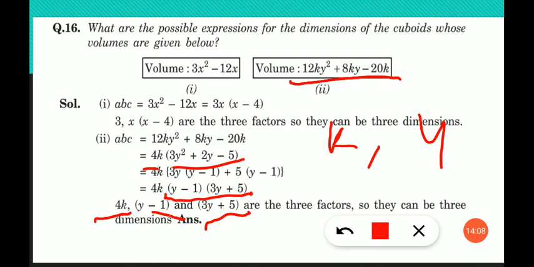Listen students, you have to factorize until you get everything in factor form. Since we know that this 3y square plus 2y minus 5 can be factorized further, that's why we are factorizing it further. And if we know that it cannot be factorized, then we stop factorizing and take 4k and this expression as the third factor. But as we know that 3y square plus 2y minus 5 can be factored more, hence we have to do the factorization once more. Okay students.